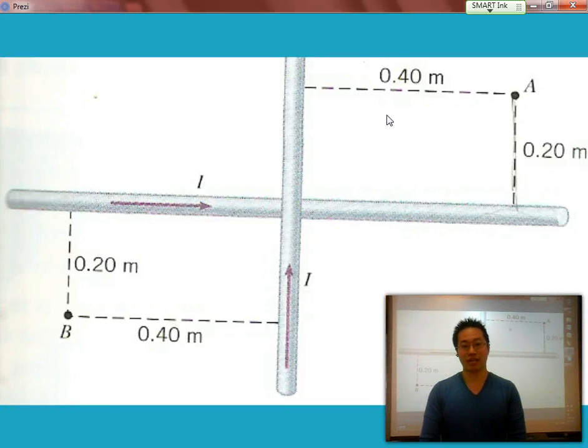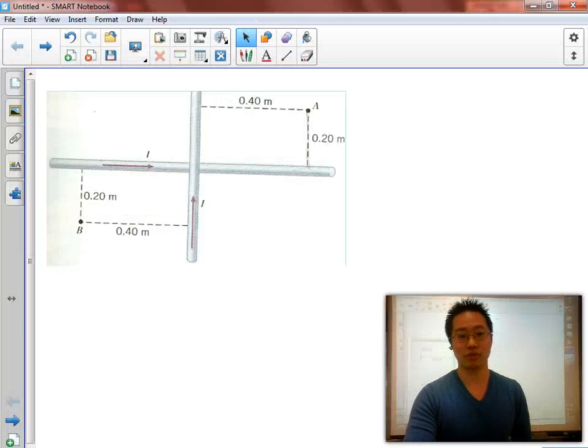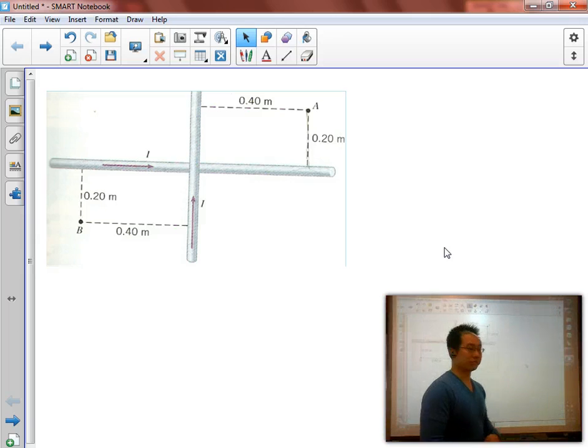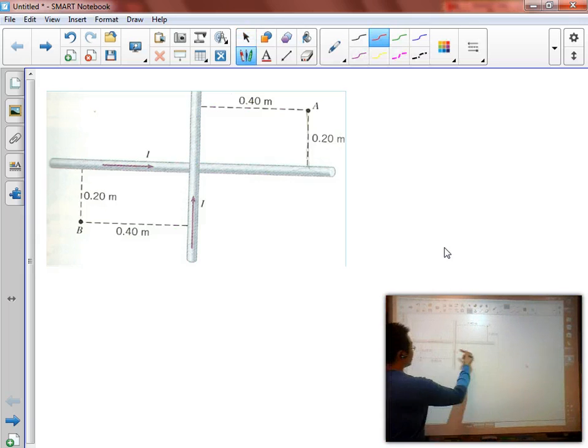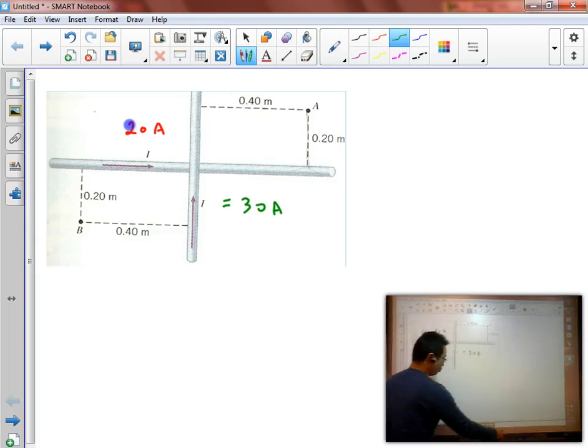Here's another example, which is very often on the AP. Let's actually bring this over to the smartboard and take a quick look. We'll make up a couple of numbers over here, assuming that this first current is perhaps 20 amps. Our second current over here is equal to 30 amps. We want to know what's the total magnetic field at either point A or point B.